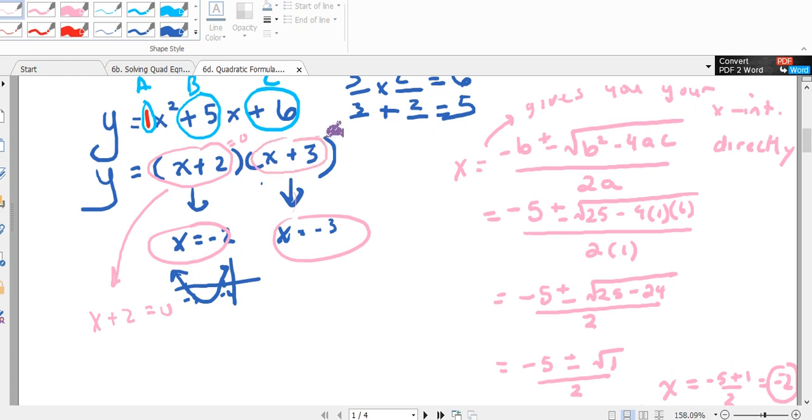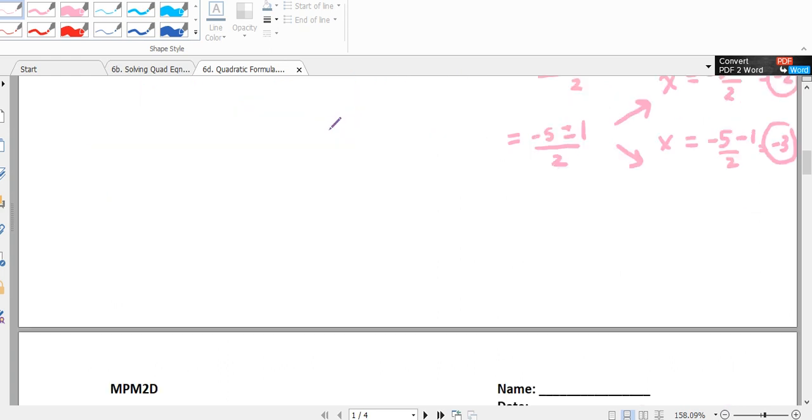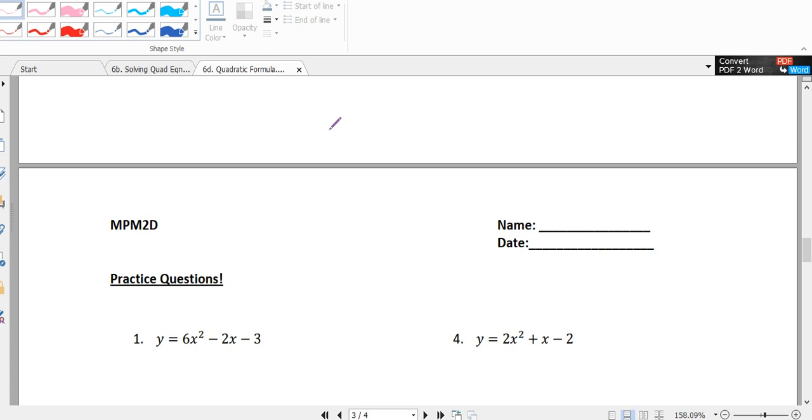Okay? Alright, so practice through these questions. It's the same thing for each one. Just identify your a, b, and your c, and then solve for the x-intercept. Okay, and check your answers on decimals.